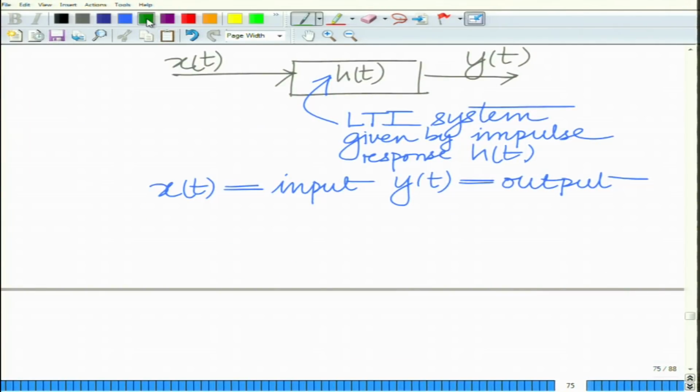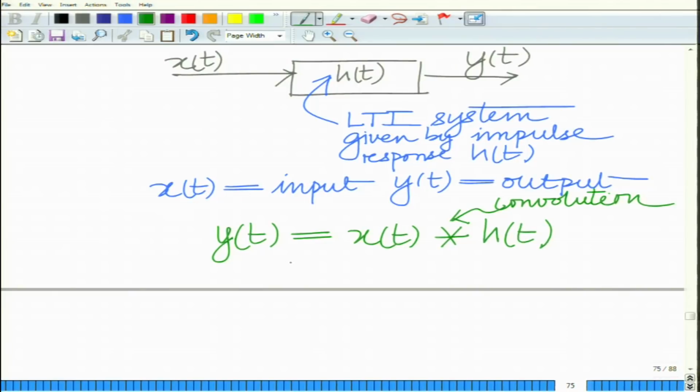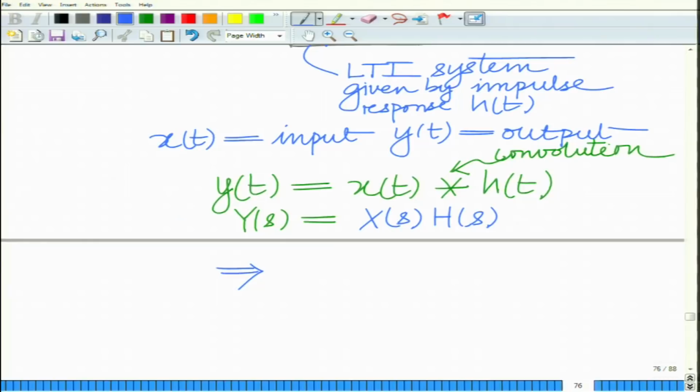Then we know that the output y(t) of an LTI system is a convolution of the input x(t) with the impulse response h(t) of the LTI system. Remember, convolution in the time domain is a product in the transform domain, that is the Laplace domain. Therefore, since y(t) equals x(t) convolved with h(t), once we take the Laplace transform, Y(s) will be the product of the Laplace transforms X(s) times H(s).